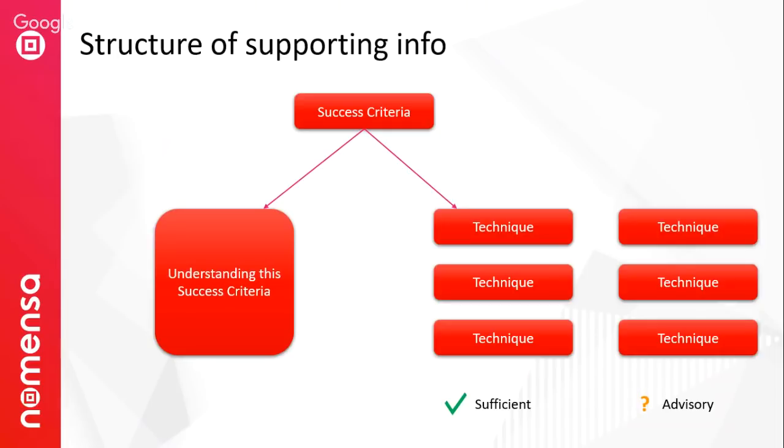And each criteria has multiple techniques. So a technique is a way of achieving that thing. You can have sufficient ones. Advisory techniques are sort of you can use but won't necessarily mean you pass. And there are also some failure techniques, which are examples where you definitely fail.